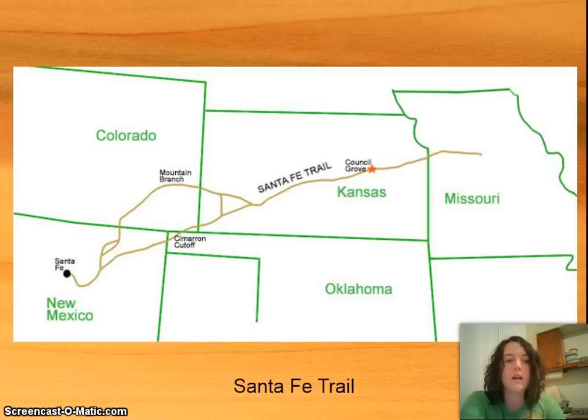That's a lot. Here's another map that shows you sort of exactly where the Santa Fe Trail went. It was 780 miles long, and it went through what is currently Missouri, Kansas, Colorado, and New Mexico, all the way to Santa Fe. So we're coming to the close of our video.